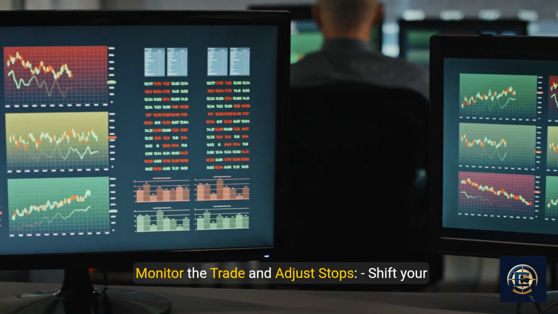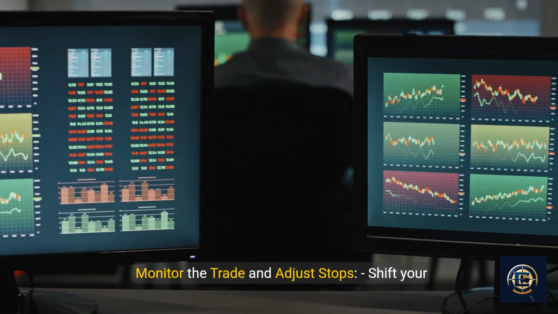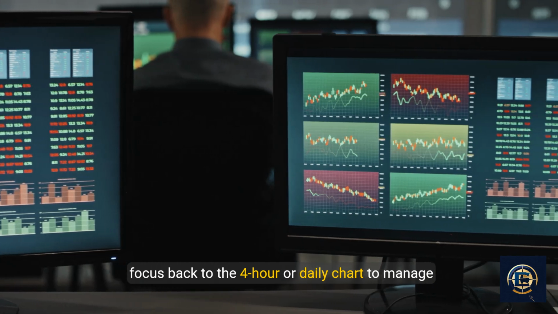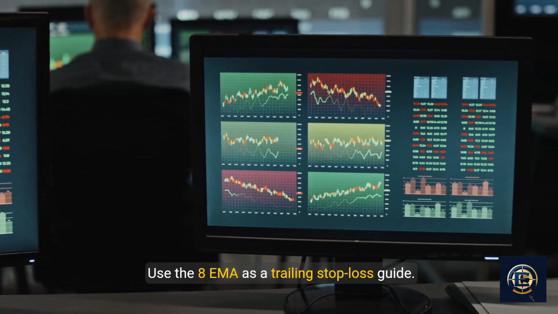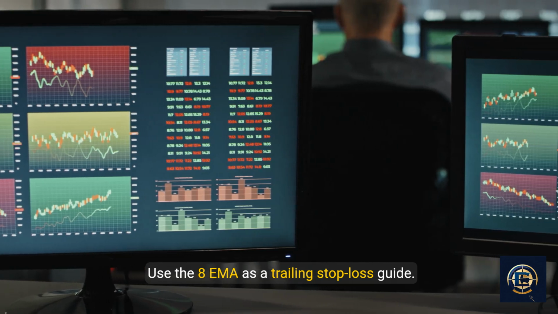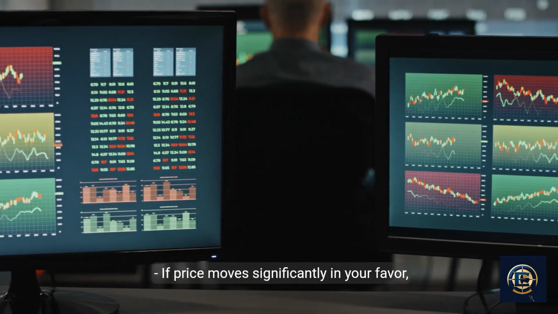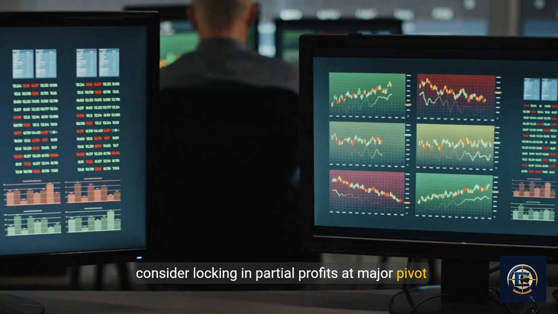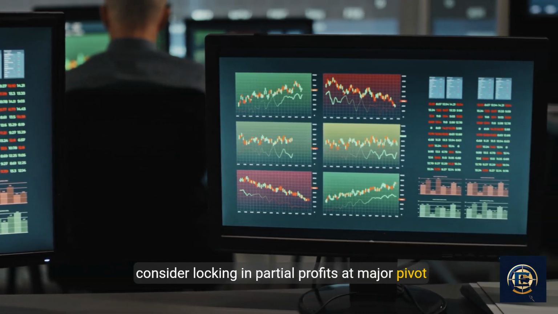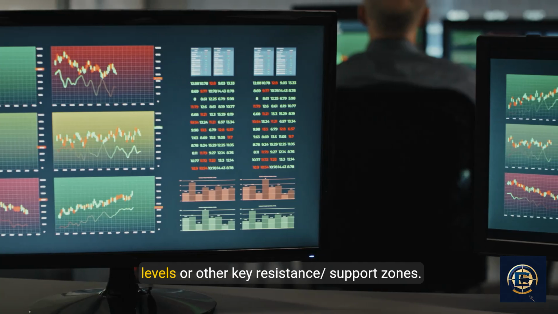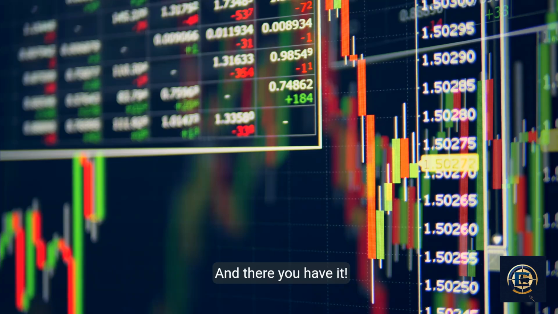10. Monitor the trade and adjust stops. Shift your focus back to the 4-hour or daily chart to manage the trade. Use the 8 EMA as a trailing stop-loss guide. If price moves significantly in your favor, consider locking in partial profits at major pivot levels or other key resistance or support zones. And there you have it.